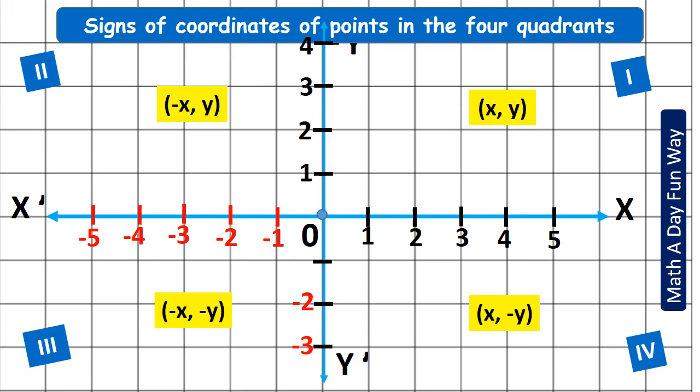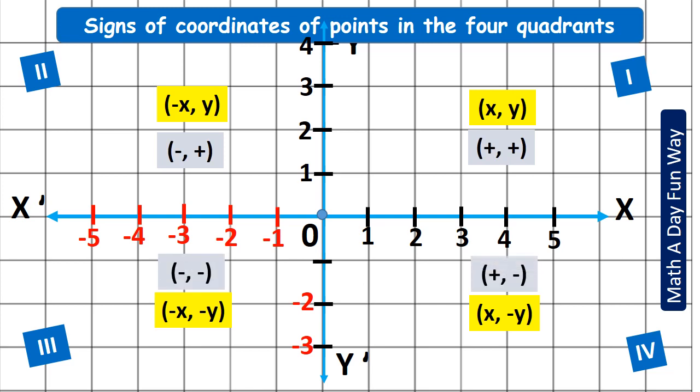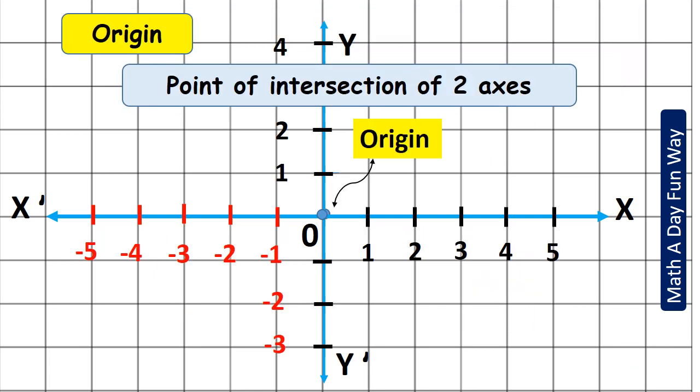Note the signs of the coordinates in the 4 quadrants. In the first quadrant, both x and y are positive. In the second quadrant, x is negative and y positive. Both x and y are negative in the third quadrant. And, in the fourth quadrant, x is positive and y is negative. Also, remember that the coordinates of the origin are both 0.